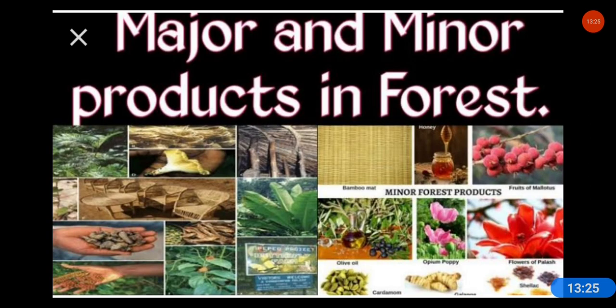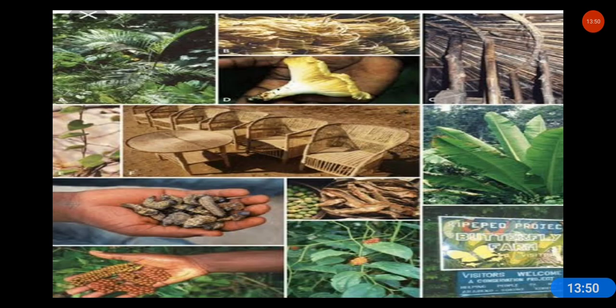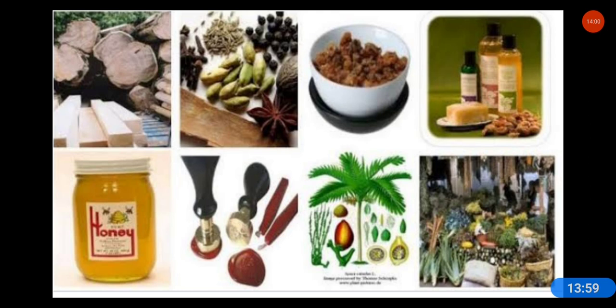And the major and minor products that we get from the forest are given here. Look at here. Many spices we get from the forest also. Right? And rather than spices, you can see the wooden furnitures. This furniture is made with some cane or sticks. And spices, fruits, honey, etc. Some more things we will look at. Look at it. It will be more clear here. These are the things we get from the forest.